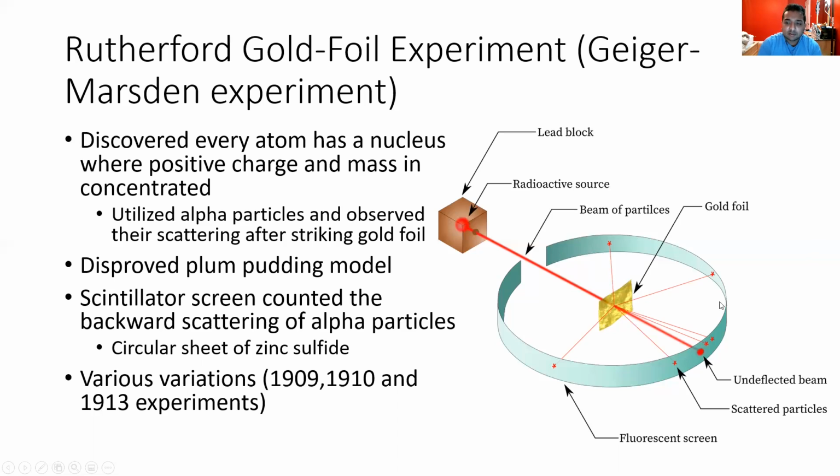So this screen is called a scintillator screen, is how they detected the particles, and how they counted the backward scattering, and it's made of zinc sulfide. So zinc might actually come up as a clue for scintillator screen. But that's the Rutherford gold foil experiment. And there were various variations of this to confirm the hypothesis. They did different ones in 1909, 1910, and 1913. They did one in a cone-like structure. It was a very weird one. But you don't really need to know that.